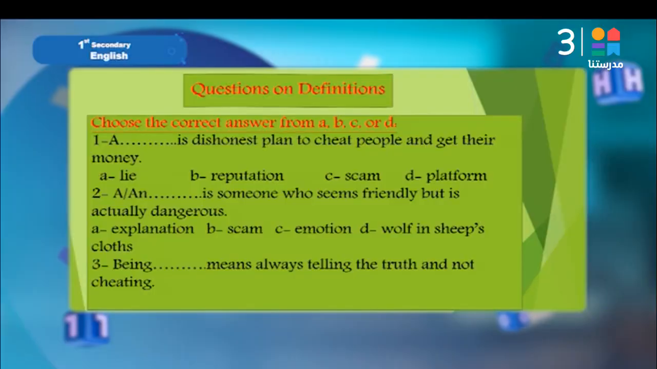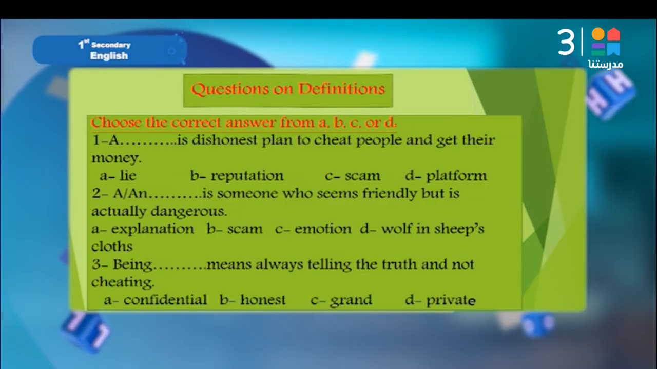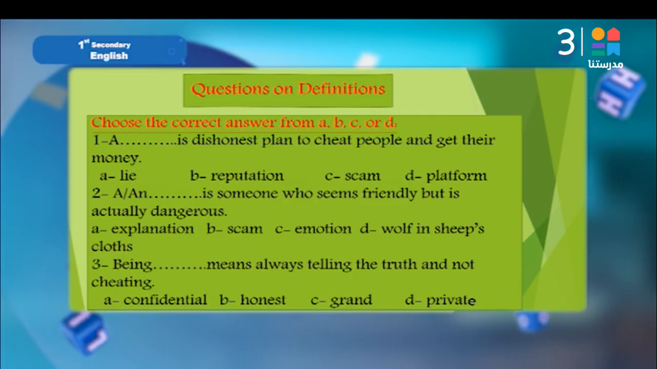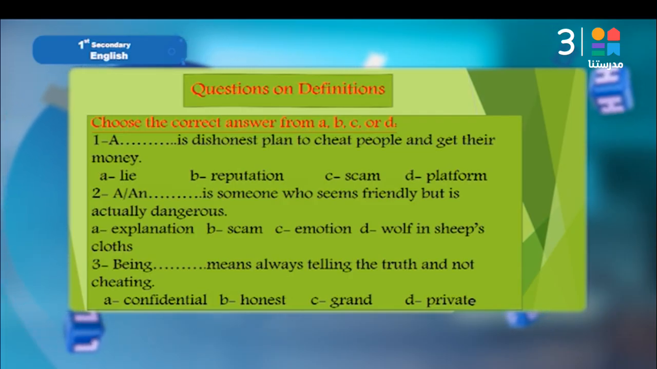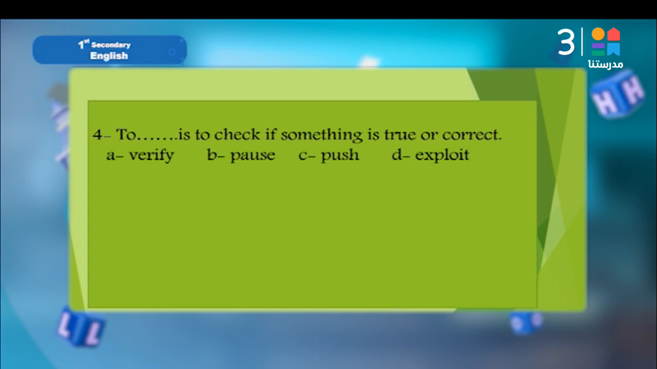Number 3, being space means always telling the truth and not cheating. What does this mean? When you always tell the truth, you are not cheating anyone, you are not manipulating, you are not playing tricks. So what do we call them? Yes, honest people. So the correct answer is honest. Very good.